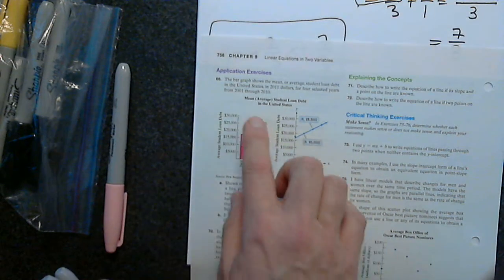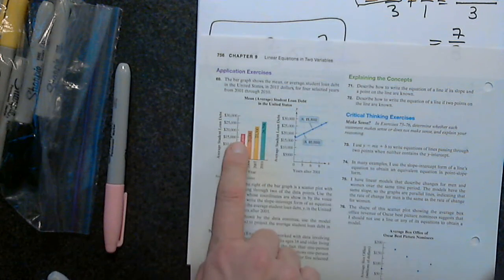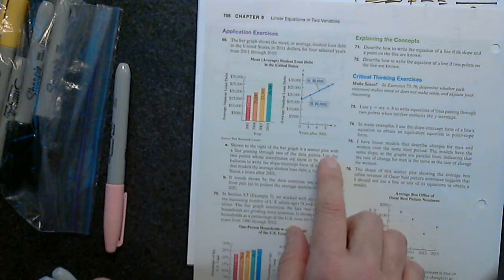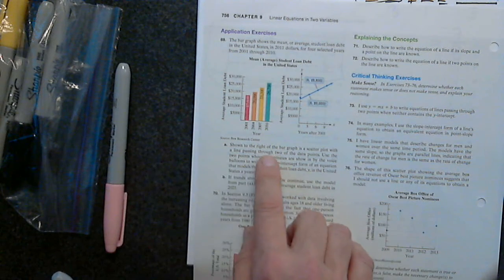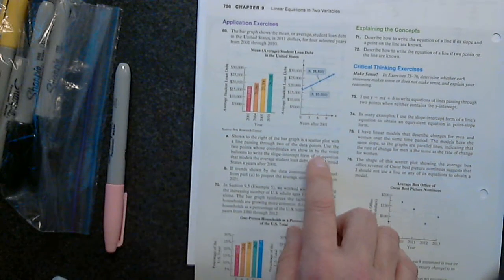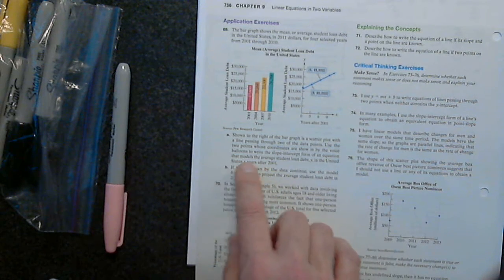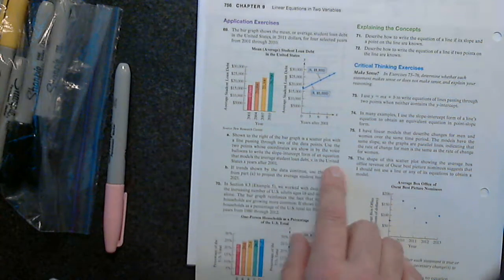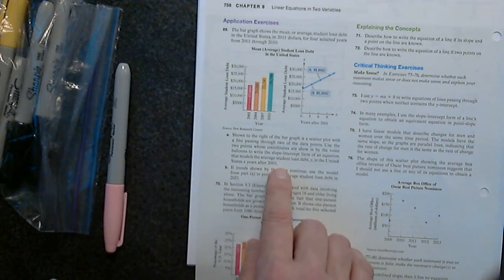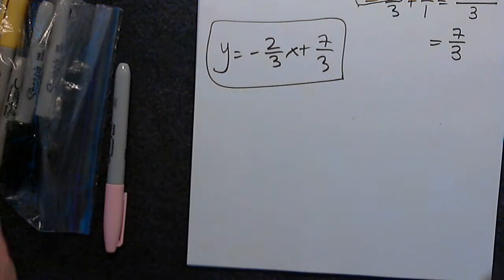Okay, so here we are given the equation of the line that they came up with that represents or models the data. Shown to the right of the bar graph is a scatter plot with a line passing through 2 of the data points. Use the 2 points whose coordinates are shown in the voice balloons to write the slope-intercept form of the equation that models the average student loan debt, y, in the US, x years after 2001. So this is problem 69 on page 756.